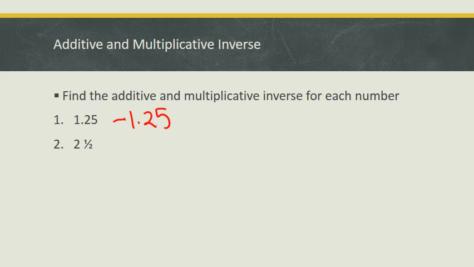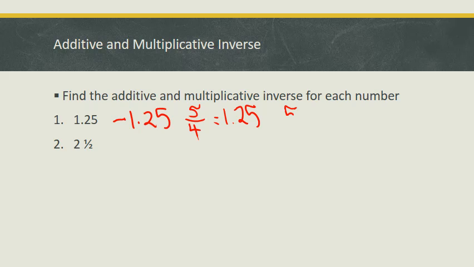And the multiplicative inverse is going to be the reciprocal of the number we're looking at. So here we've got 1 1/4. There's several different ways that we could go about this. I'm going to convert this 1 1/4, 1.25, into an improper fraction. So 1 1/4 will be the same thing as 5/4. That equals 1.25, which then means that the multiplicative inverse is actually going to be 4/5.